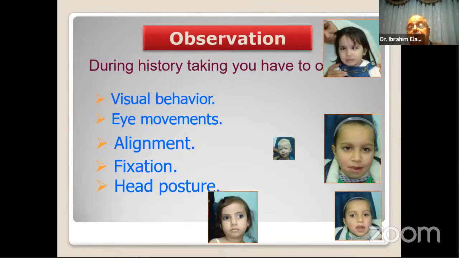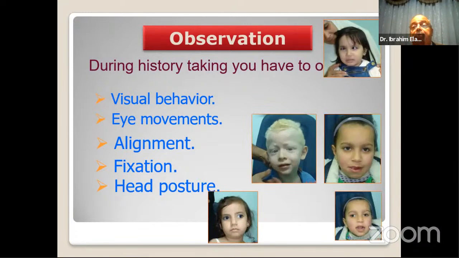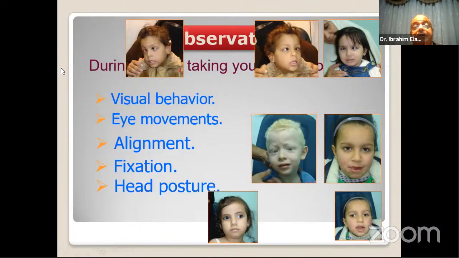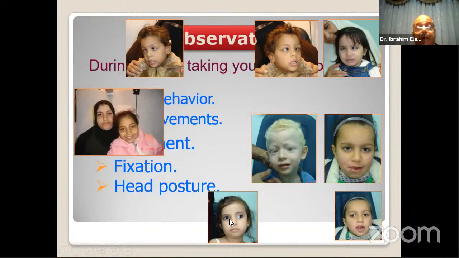From this, there are multiple cases. This is a case of cross fixation. The patient cannot look straight, either looks to the right or to the left. This is a jerk nystagmus. This is an exotropia.